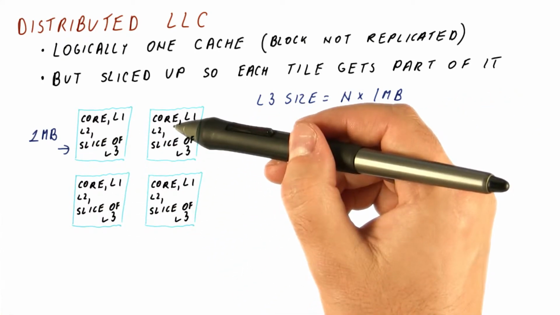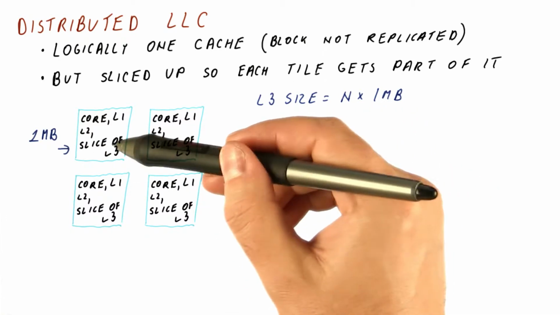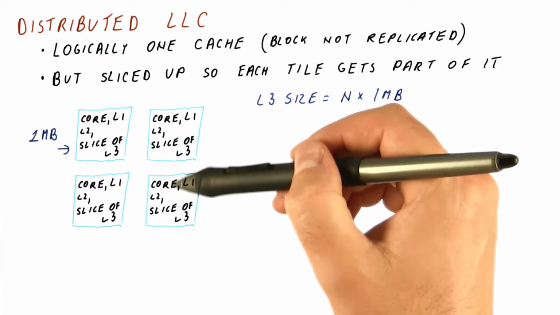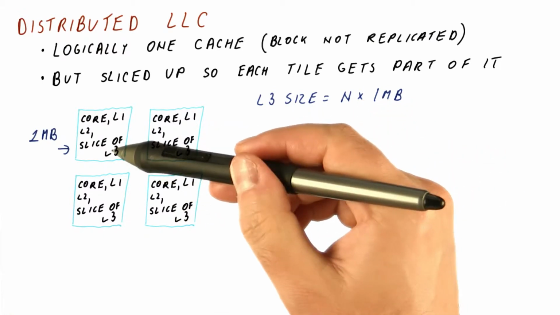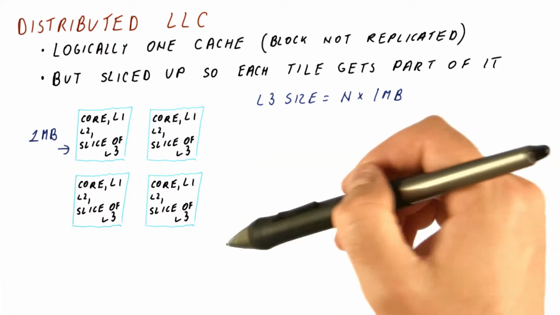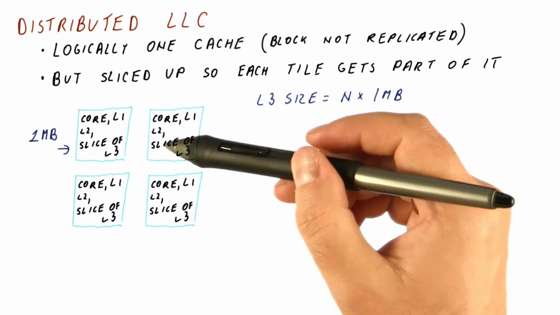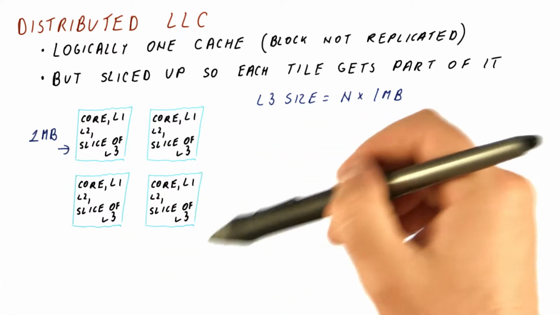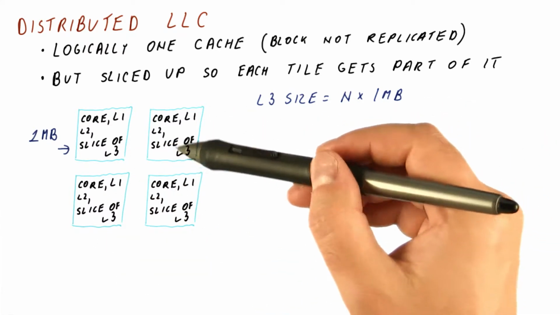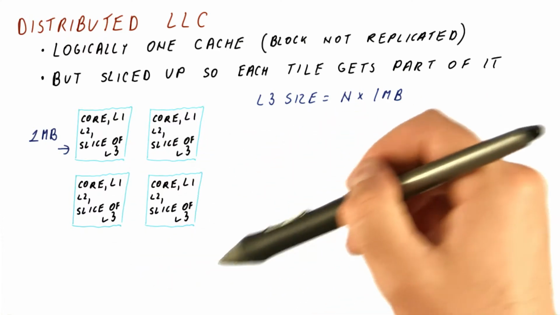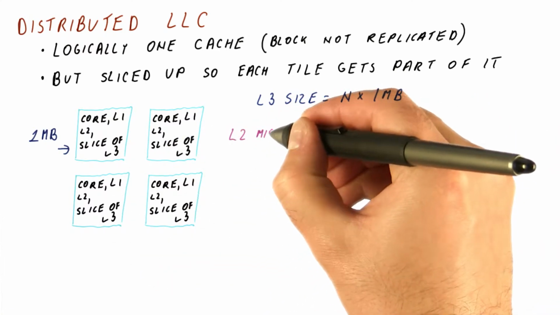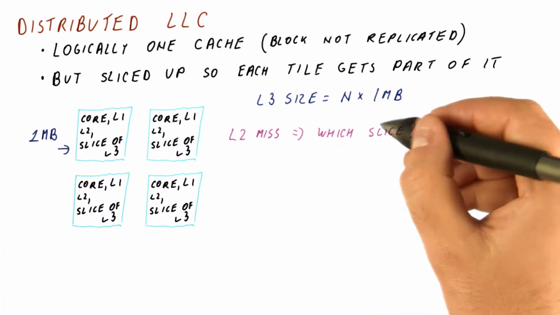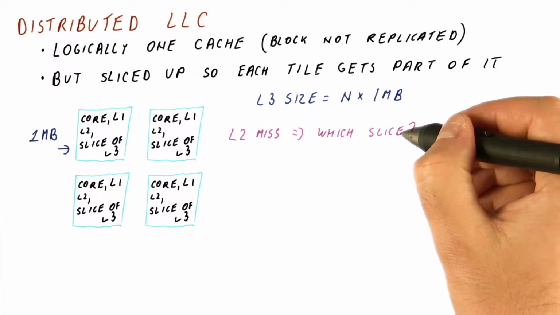So if we want the data that is in this slice, we have to route our message to that slice. If we want the data that resides in another slice, we send a message there. If the data is spread among the slices so that all of them get equal demands for the data, then the network traffic would be nicely distributed across our chip so that none of the links get overutilized. But if we have a level 2 miss in a particular core, how do we know which slice of the level 3 cache to ask for the data?